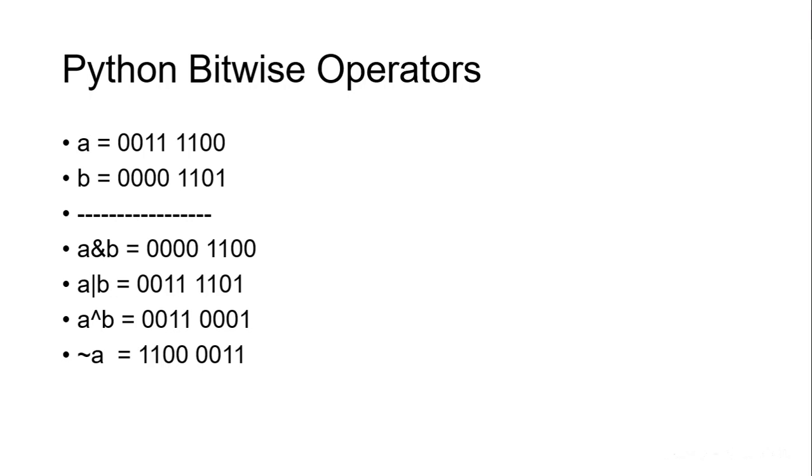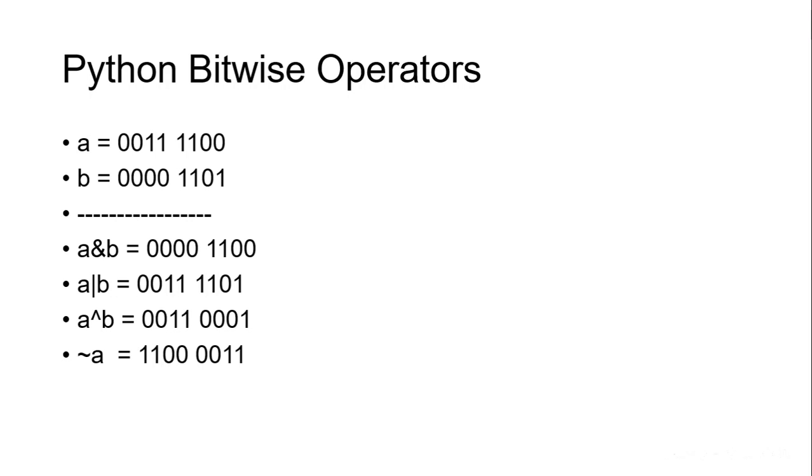Let's go with the bitwise operators. Bitwise operators generally work on the binary level. So when we are performing AND, OR, exponent (XOR) and NOT, it performs the bitwise operation on the binary level. That means it performs binary operations.